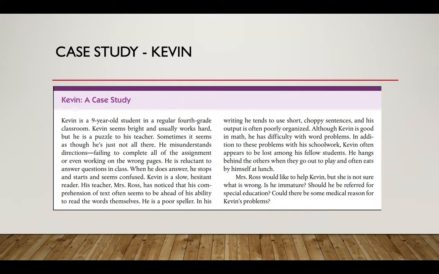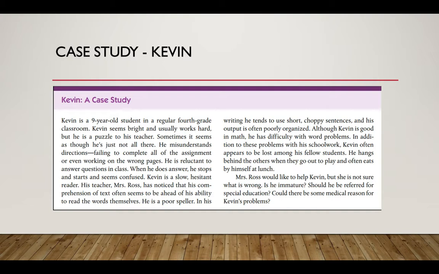Kevin is a 9-year-old student in a regular 4th grade classroom. Kevin seems bright and usually works hard, but he is a puzzle to his teacher. Sometimes it seems as though he's just not all there. He misunderstands directions, failing to complete all of the assignment or even working on the wrong pages. He is reluctant to answer questions in class. When he does answer, he stops and starts and seems confused. Kevin is a slow, hesitant reader.